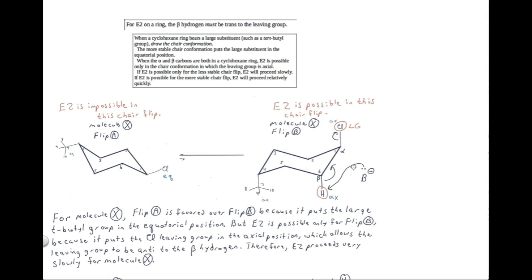And remember when I drew this mechanism, here I used the beta hydrogen on carbon 6. You could just as well have used the beta hydrogen on carbon 2. There's also an axial beta hydrogen on carbon 2 here that you could have used to show the mechanism. So we've illustrated how to use these guidelines for a cyclohexane ring that bears a large substituent such as tert-butyl.